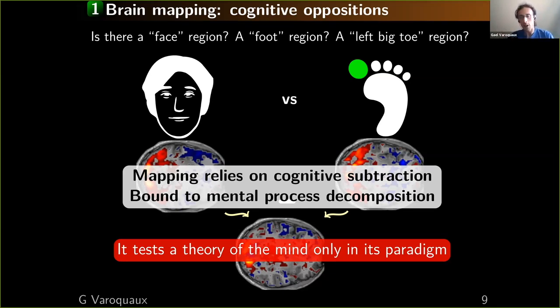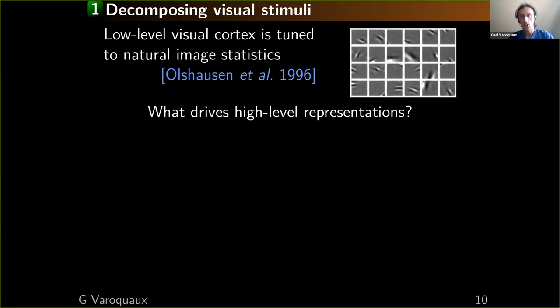Now, if I don't believe in the paradigm, then I can challenge the mapping, the left big toe region, because I say, I don't believe in your paradigm, I'm challenging the mapping, the difference that you are getting is not relevant. So in a sense, this approach is basically testing some form of internal consistency and mapping some form of internal consistency. I am not fully satisfied by this. So how do we decompose visual stimuli? And how do we do this in a principled way? Well, if we look at the low-level visual cortex, there's a long running hypothesis that the reason it is tuned to edges is because it's tuned to the statistics of natural images.